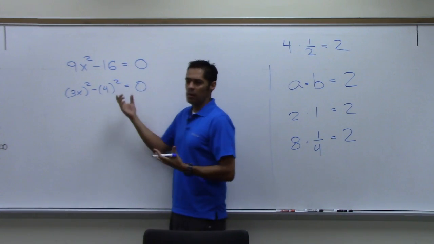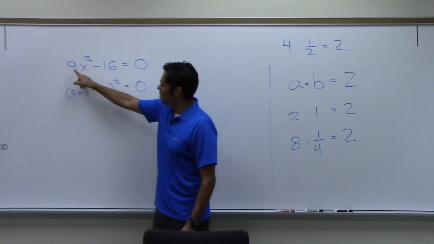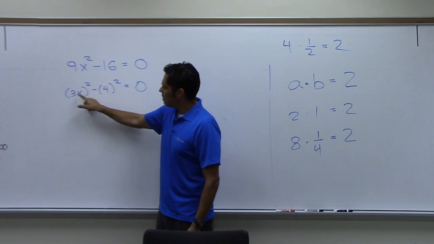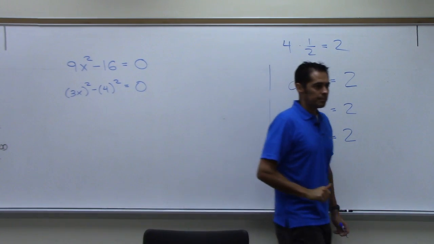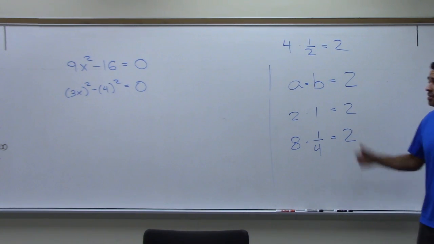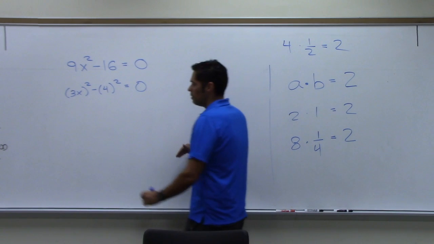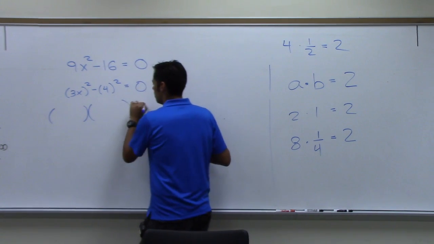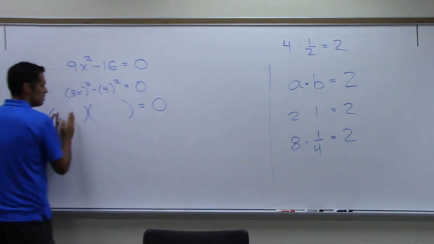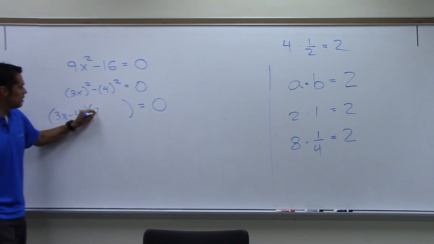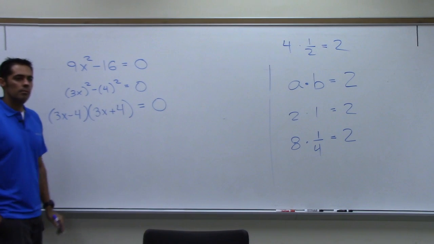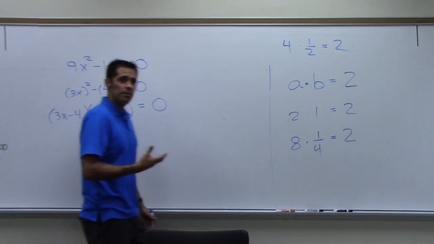I'm writing the 4 in parentheses even though I don't need to. The thing you have to be careful with is this 9. When you square 3x, you square the 3 and you square the x, which would give you 9 and then x squared. Minus 16, which is 4 squared. So using that formula that we had, what would we have in these two parentheses? What would go here? 3x minus 4, that's fine, and then 3x plus 4. And you could do it the other way around: 3x plus 4 and 3x minus 4.